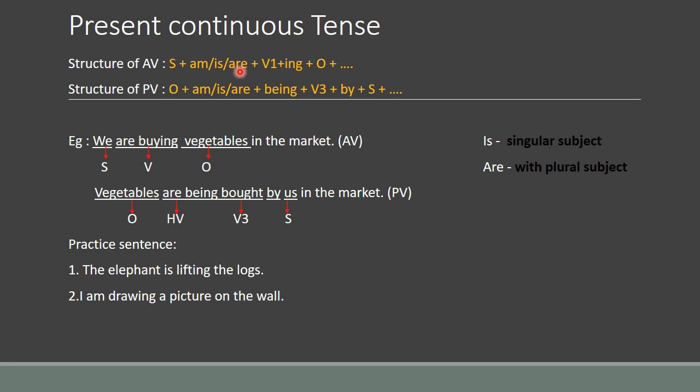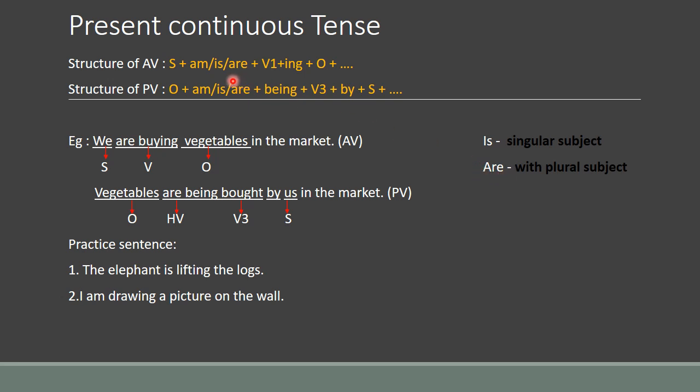Okay, so subject will come first, am or is or are will be used as helping verb, and then v1 plus ing form of verb will be used and object will be there. Okay, structure of passive voice, object should come first and then same am or is or are only should be used for present continuous tense. Present continuous tense, am or is or are is the helping verb. Okay, same should be used but depending on the subject. Singular means is, plural means are. Okay, so this is how you have to use.